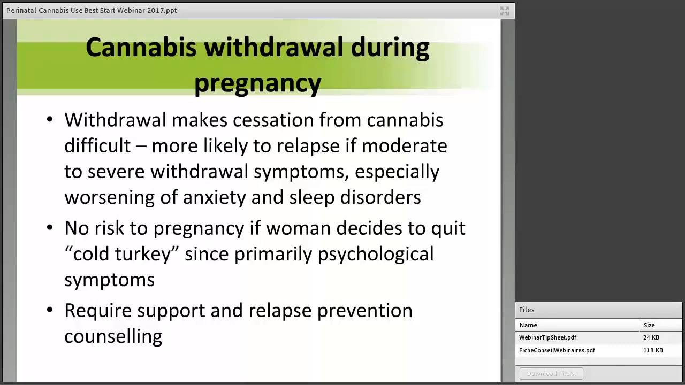So withdrawal makes stopping cannabis really difficult. They're more likely to relapse if their withdrawal symptoms are severe, because of that worsening anxiety and sleep disorder.